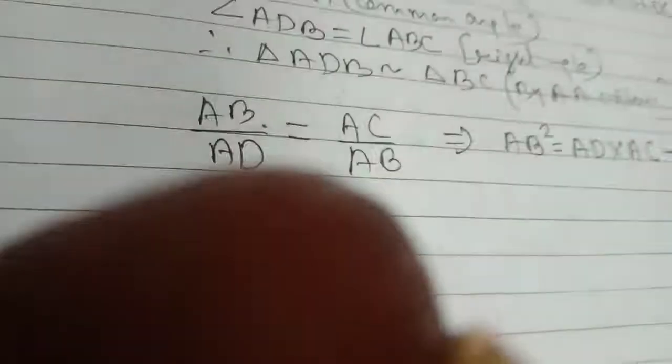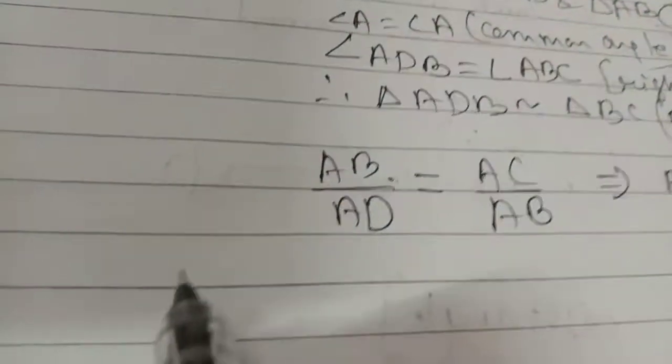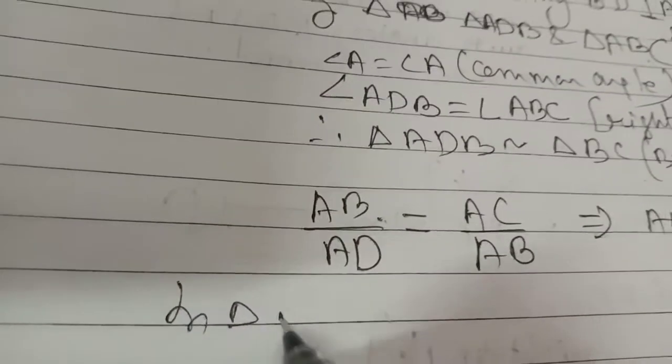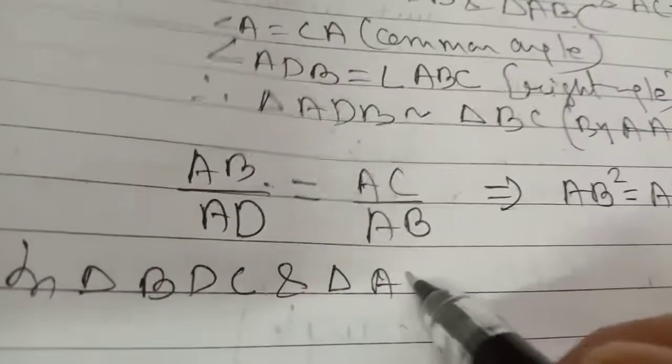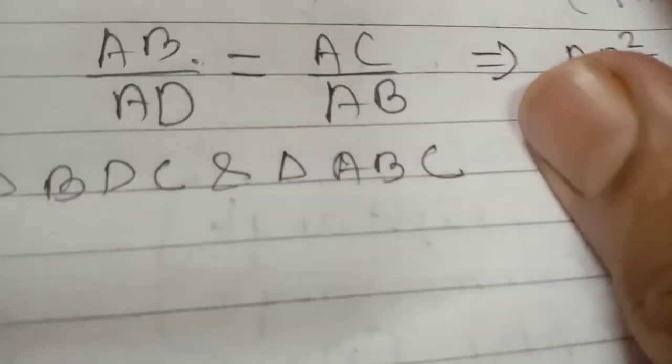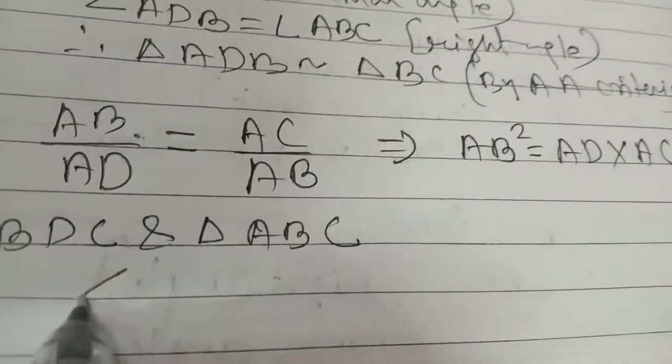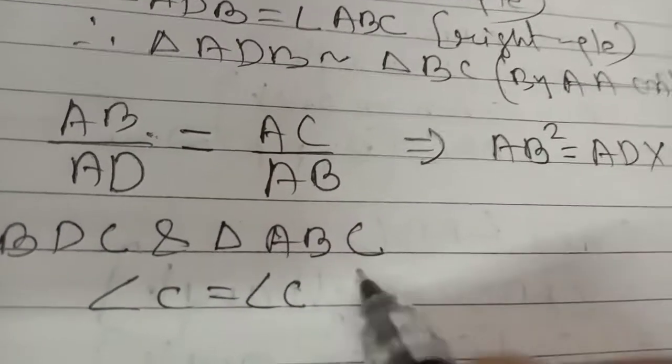Then consider the lower triangle. So you write in triangle BDC and triangle ABC. BDC, ABC. You can clearly see that angle C is the common. So I will write here angle C is equal to angle C. It is the common angle.